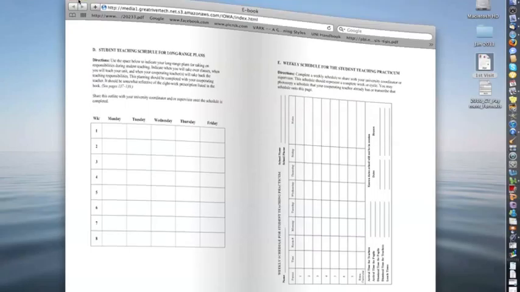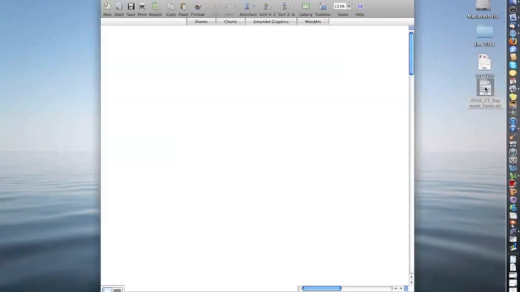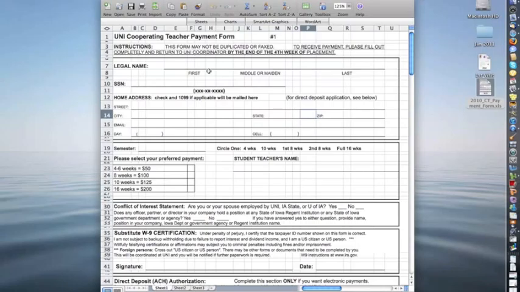Now for the cooperating teachers, we have a form that we are going to be picking up at the time of our first visit, and this is your UNI cooperating teacher payment form. There are some areas that are very important that you pay close attention to because they have to be filled out in great detail. For example, your first name and your full middle name or maiden name must be put in this area. And then of course your last name, so they want the full name. And then your social security number is a requirement to have on this form. Certainly all your address information should be put on the form.